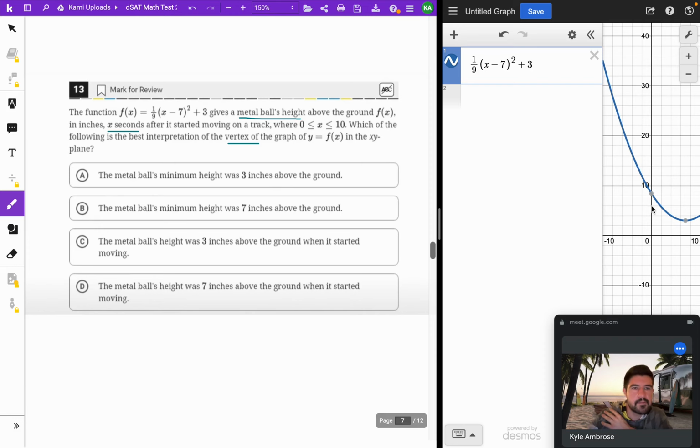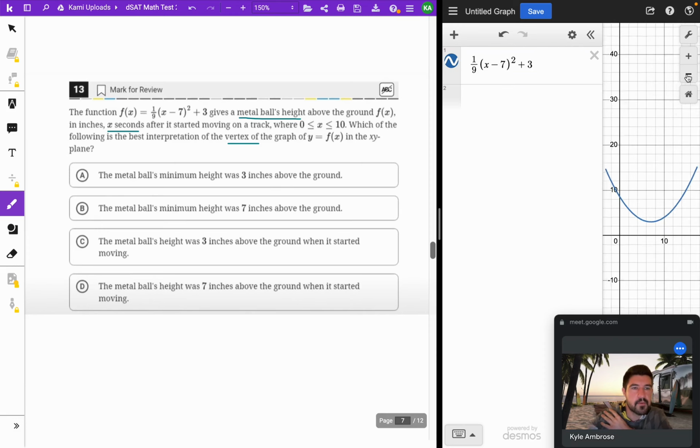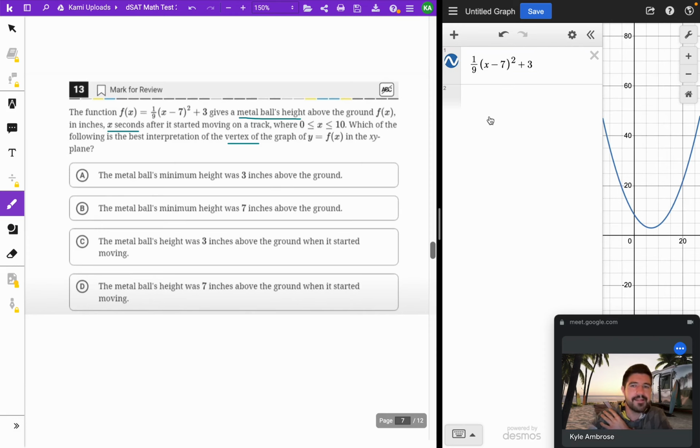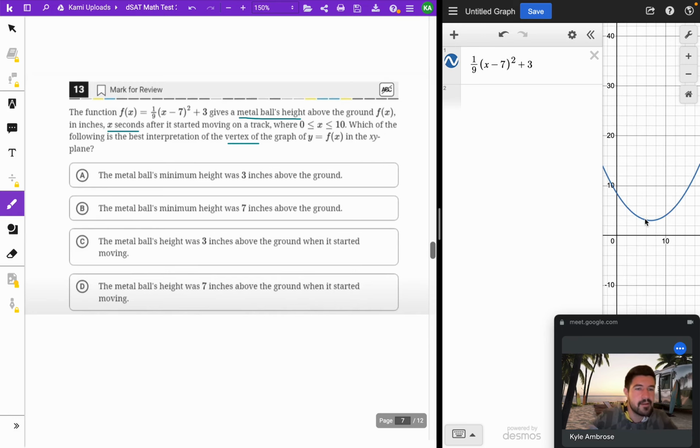Okay, so we have this nice parabola, but they tell us x is just between 0 and 10. So maybe I'm not going to mess with that. Let's just try to think of it as having x values just between 0 and 10. So really only this portion of the track. But just think of it like that. So the vertex is 7, 3.